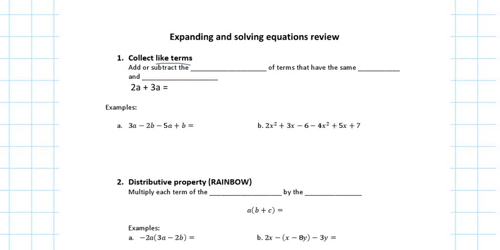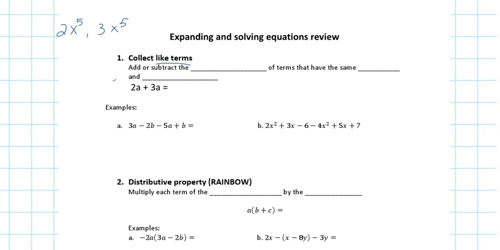exponent. So if I have 2x to the power of 5, can you give me a like term to 2x to the power of 5? What is it? 3x to the power of 5. Okay? So in this case, I can say these are like terms because they have the same letter and they have the same exponent. Okay?